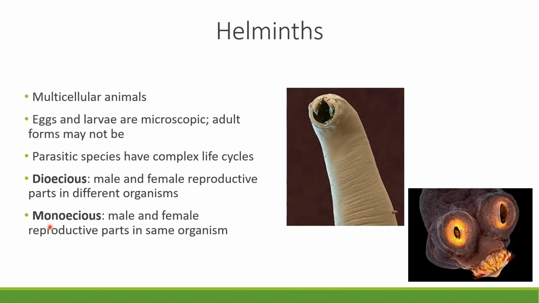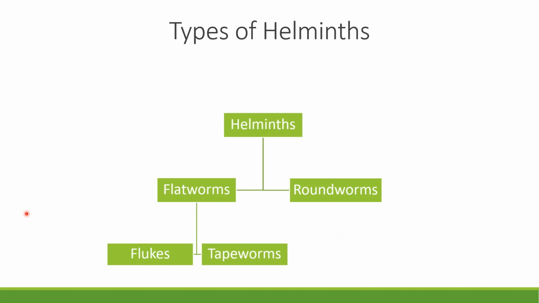Something else that they have is this concept of being monoecious or dioecious that we'll cover. They can be dioecious, which means you have male and female reproductive parts in different organisms, or they can be monoecious, so they can have both male and female reproductive parts in the same organism. Monoecious, to be more exact, means that you're capable of producing both male gametes and female gametes.